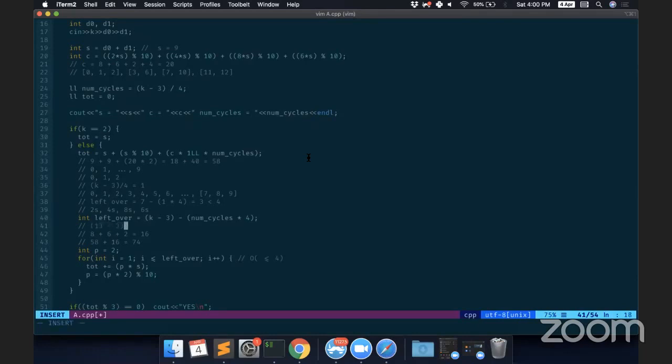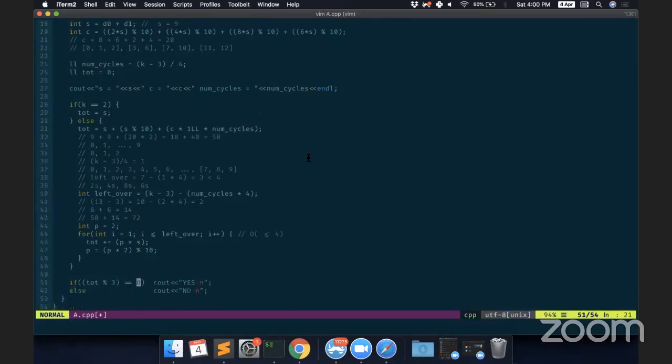It's 13 minus 3, so 10, minus number of cycles, so 2 into 8, 4. So that's 2. So the leftover is actually 2. And so this thing will be actually 14. This thing will be 58, 68, 72. Okay, so it should technically be divisible by 3. I don't know why we don't get it.